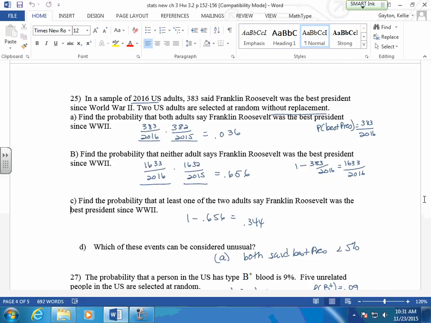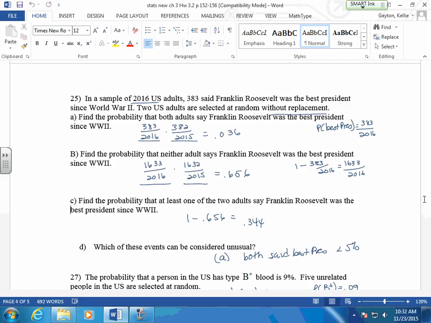Two adults are selected at random, again, without replacement. That means if we ask somebody and they responded, we don't want to ask them again. So we're just keeping them out of the mix, which is kind of a difficult thing when you're asking that many people in the room. They probably ask and then randomly pick another and pull them out. So this is kind of like the last one. This is a dependent event.